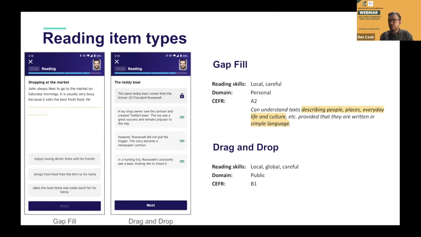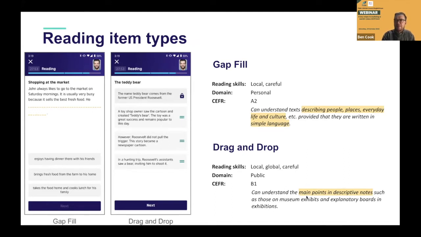So we would say this is around B1. If I think it's B1, I can go back to the CEFR and ask, what descriptor is relevant? And I think this is the best descriptor you're going to find for this item: can understand the main points in descriptive notes, museum exhibits, explanatory boards. This feels like something I might see in a museum, possibly talking about a teddy bear. And again, that's building the link between my test items and the descriptors in the CEFR.